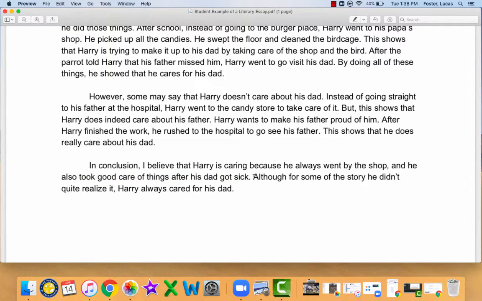We then just want to close with something to wrap up. Although for some of the story, he didn't quite realize it, Harry always cared for his dad. This is a nice wrap up sentence where once again, we mention the claim one more time. And then we've got the two reasons one more time as well, okay?